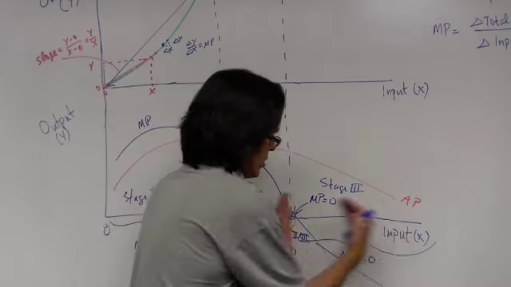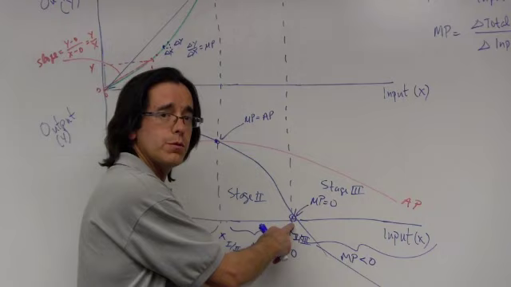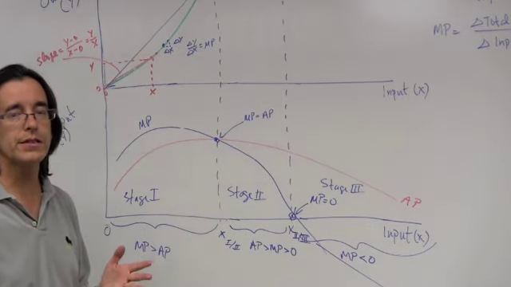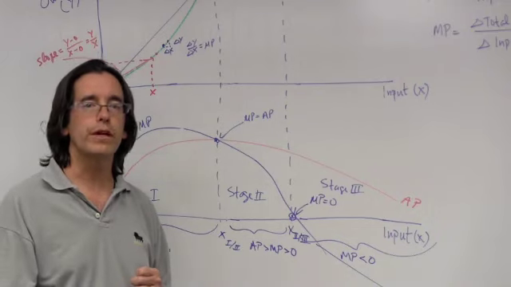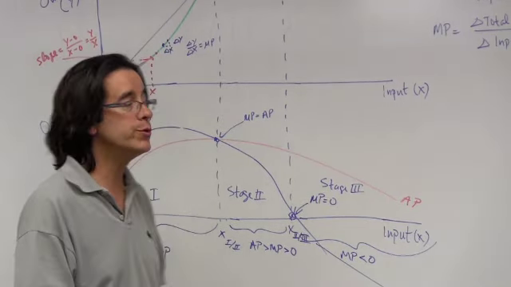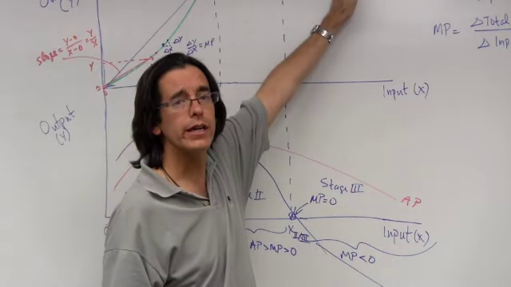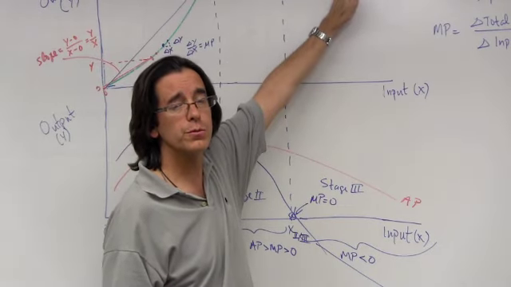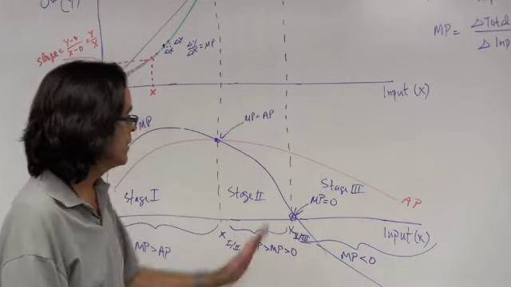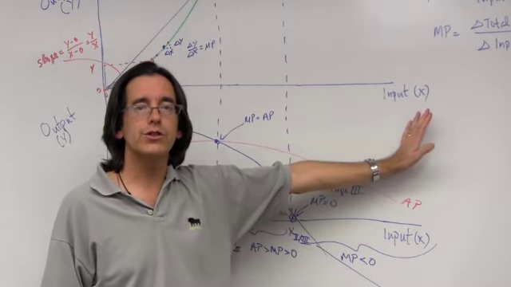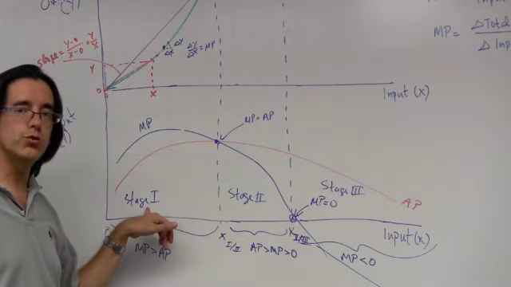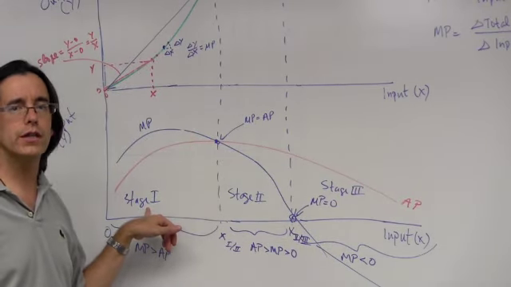From this range, from where marginal product equals zero all the way to the right, that's basically saying this idea of adding more input is actually hurting production. So why would we ever want to do that? We never want to operate in this range where marginal product is negative or where total product is falling. So we can throw out stage three. Let's look at stage one. Is there a problem with stage one?